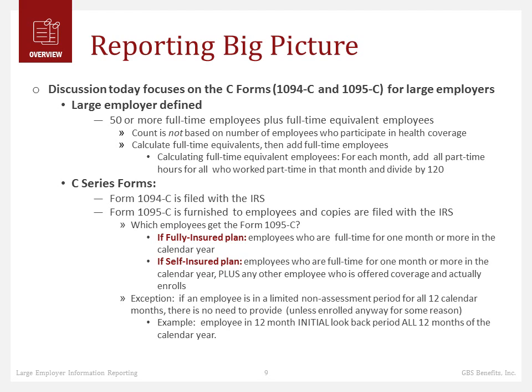The C-Series forms, like we talked about in the graphic just before: the 1094C is filed with the IRS, and the 1095C is furnished to employees, an individual one for each employee that is supposed to get one, and copies of those are also sent with the IRS. So which employees get the Form 1095-C? Well, it depends. If you are sponsoring a fully insured plan, your employees who are full-time get those forms.